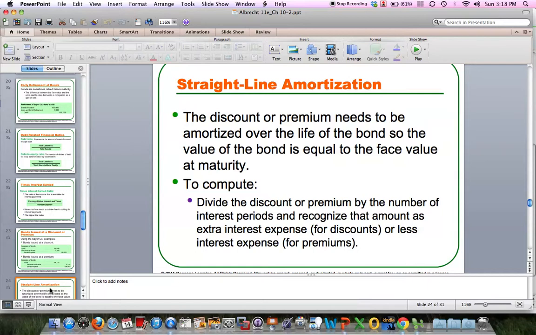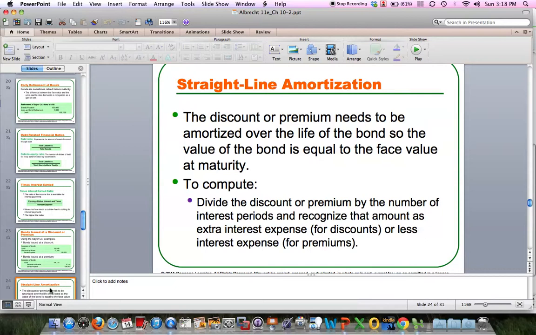We'll divide the discount or premium by the number of interest periods and recognize that amount as extra expense for discounts or less interest expense for premiums. Remember that for the discount, I only received $92,000 and some dollars, but I have to pay back $100,000. So that $7,000 difference is extra interest expense recognized with every interest payment.